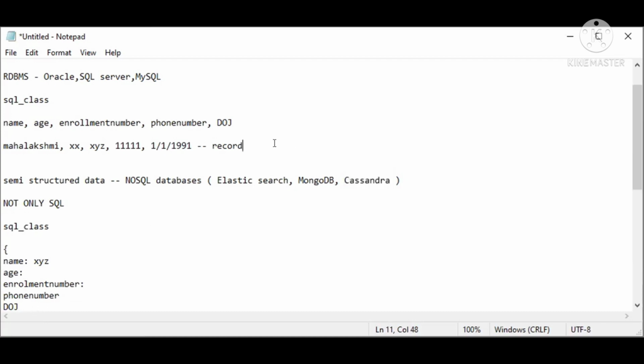And one thing, if you notice, if I add one more record here, in structured format we store the data in the form of rows and columns. Agreed? This point is clear, right?